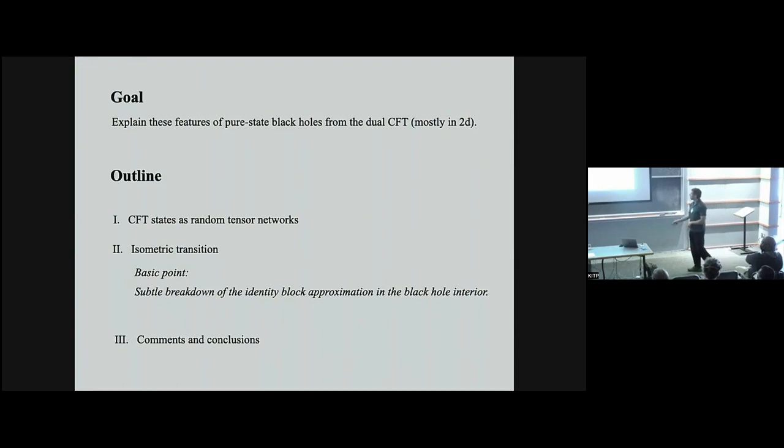I'm going to tell you about one of them, which is this isometric transition. For the CFT people in the audience, the basic point that we're going to come to is that there's a subtle breakdown of the identity block approximation in the black hole interior, and that's going to be responsible for this isometric transition.